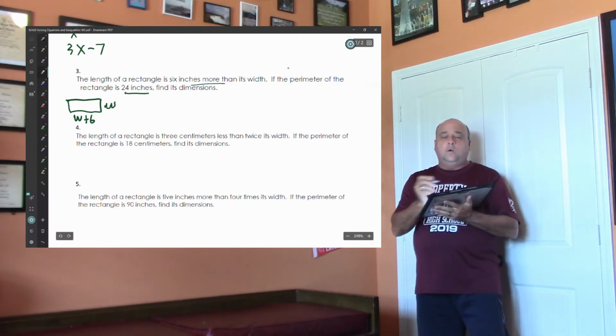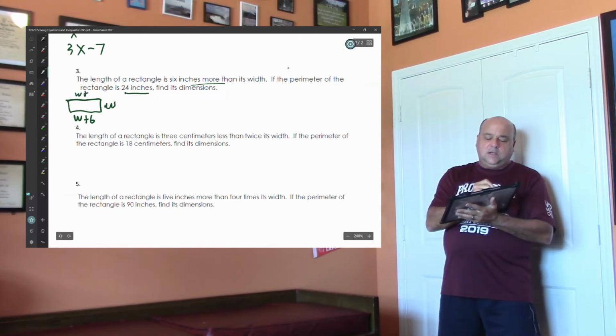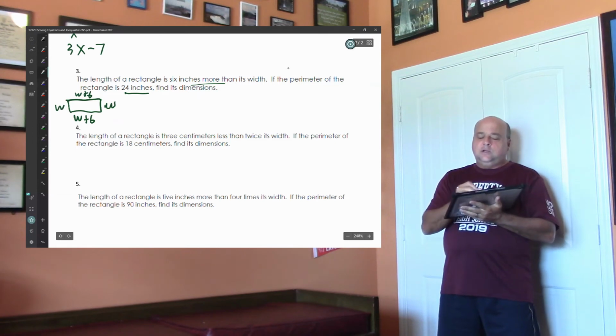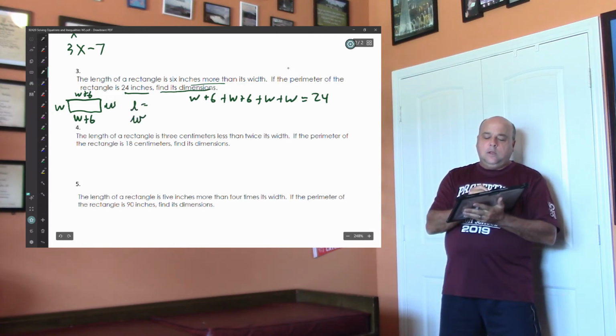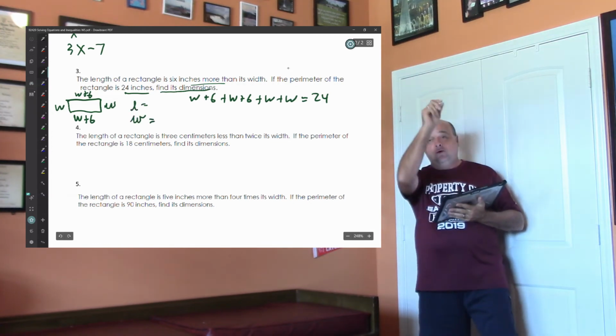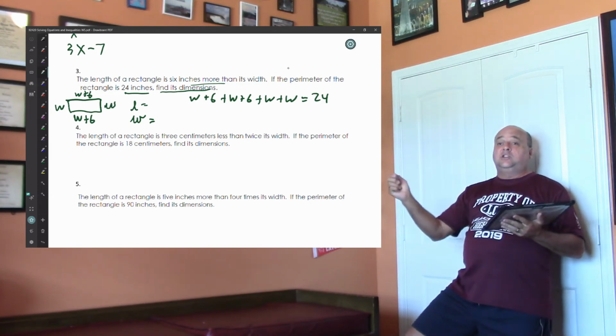The perimeter is 24. So let's write w plus 6 twice and w twice. We're going to add all this up: w plus 6 plus w plus 6 plus w plus w equals 24. Find its dimensions. We want the length and the width. I will let you do that on your own.